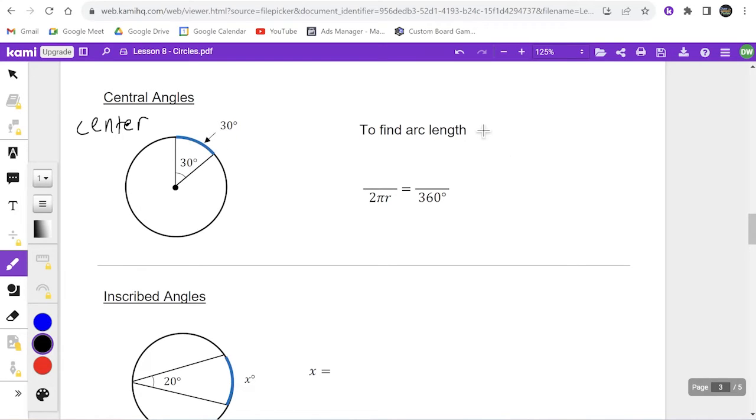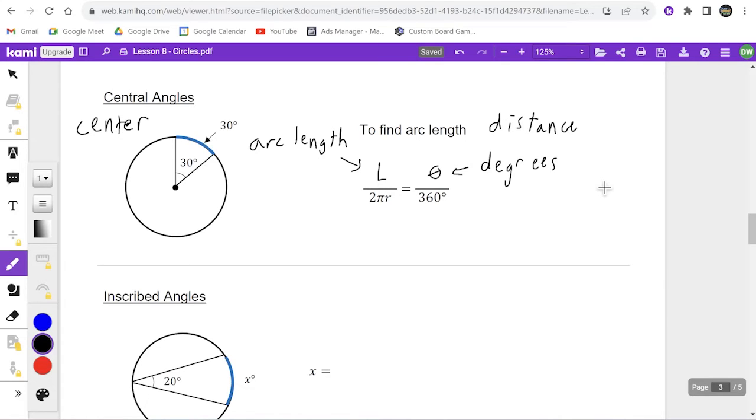But if you want to find arc length as a distance, which I'm sure we do, because I ask a bunch of questions about it later, then we need to use this equation. L over 2 pi r equals theta over 360, where L is your arc length as a distance, and theta is the degrees of your arc length. So in this example, 30.